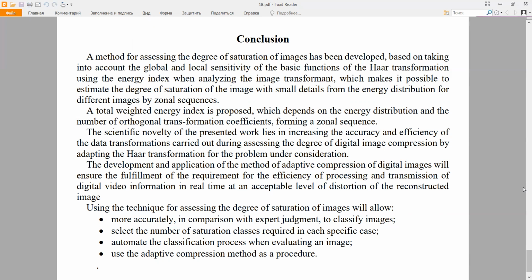A total weighted energy index is proposed, which depends on the energy distribution and the number of orthogonal transformation coefficients forming a zonal sequence. The scientific novelty of the presented work lies in increasing the accuracy and efficiency of the data transformations carried out during assessing the degree of digital image compression by adapting the Haar transformation for the problem under consideration. The development and application of the method of adaptive compression of digital images will ensure the fulfillment of the requirement for the efficiency of processing and transmission of digital video image information in real time and an acceptable level of distortion of the reconstructed image.